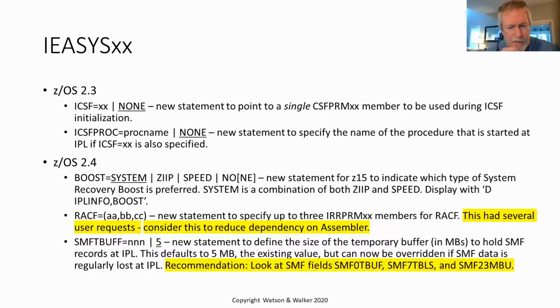Next one, SMF TBUF. That's a temporary buffer he sets up at IPL time to hold SMF records that get created before the system's fully up and running. The default is 5 meg. You might need a larger value. If you look in your SMF type 0, 7, or 23 records, it will report if there was data lost during the IPL. Is it really that important? Probably not. Do you want to have to explain to an auditor why there's a lump of SMF data missing and what that data might be? I think it's easier just to check, see if you're losing any, and then bump up this value.